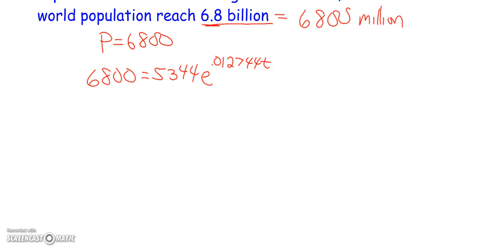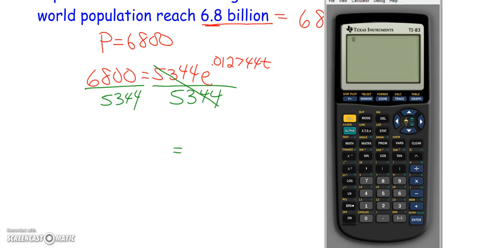This is not by itself written in exponential form, and the reason is we need to get rid of this 5,344. The only way to do that is division. You're going to have to do that in a calculator, so these will cancel. And we're going to try to be as exact as possible. 6,800 divided by 5,344. Enter. So I can write the abbreviation on here, 1.27, if you want to go 1.272, that's fine, equals e to the 0.0127444t. Well, how do I solve this?